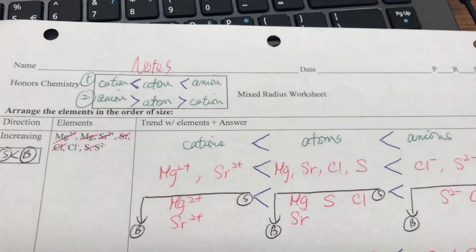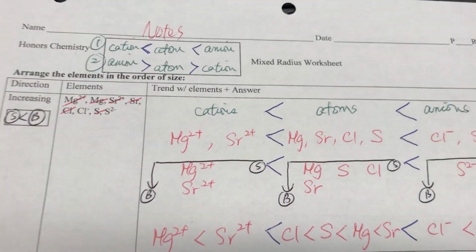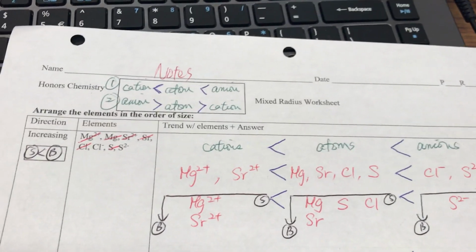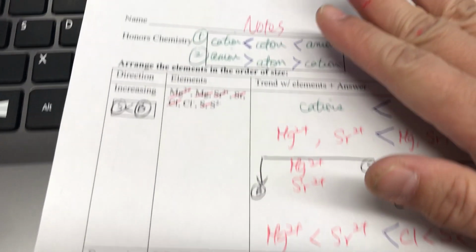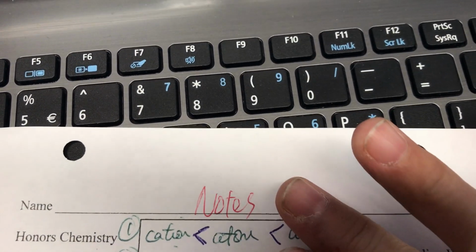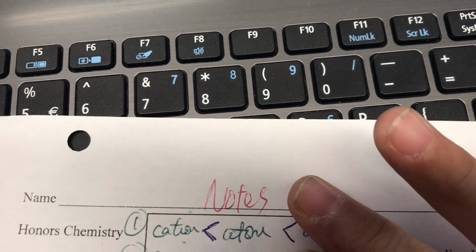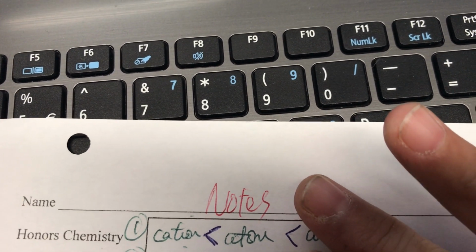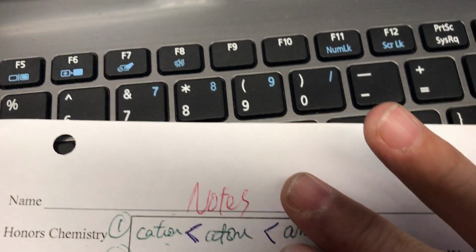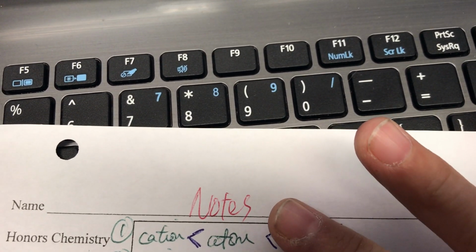Right, so in this worksheet, I'm going to talk about the mixed radius worksheet. So we're going to combine cation, anion, and atom together. If we just compare the cation and atom, we know that cations lose an electron. So they lose an electron, they're going to lose the shell. So cation should be smaller than atom.